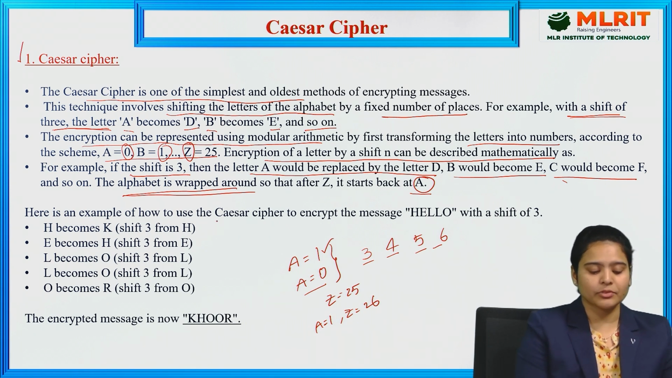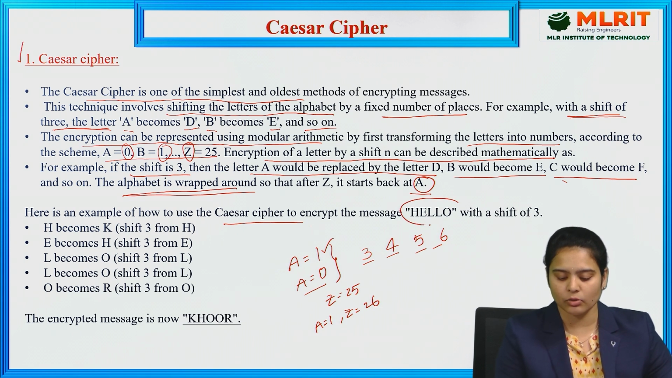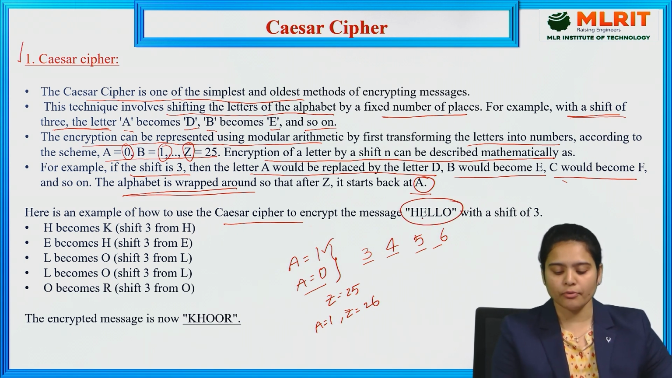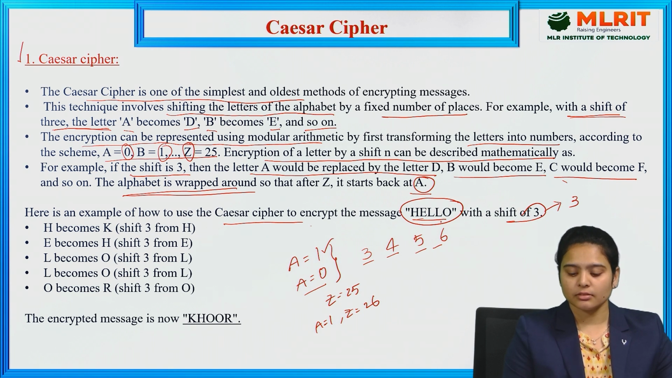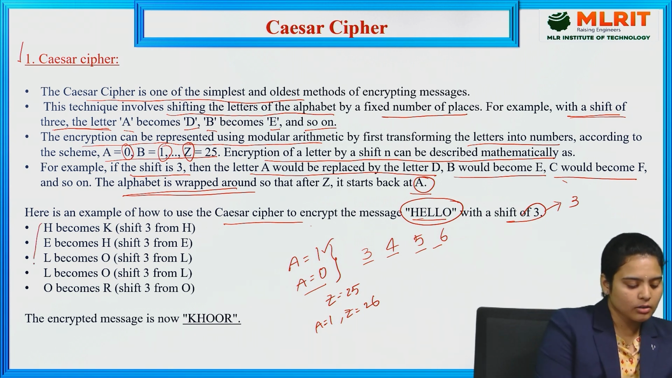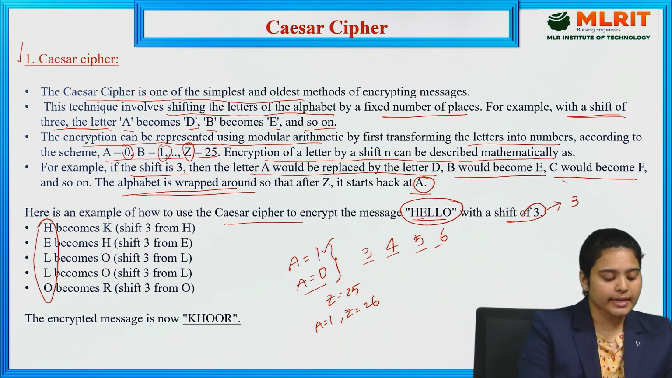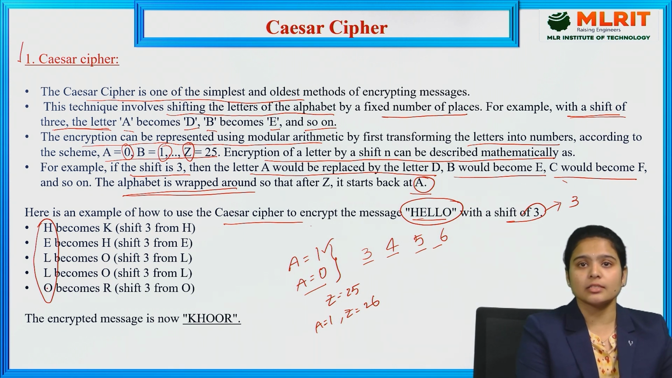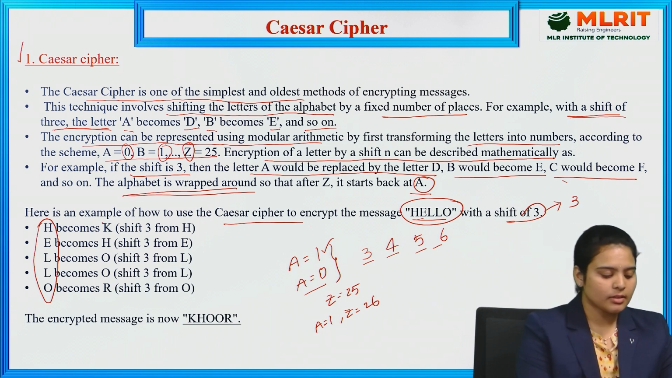Here is an example of how to use the Caesar cipher to encrypt the message with the word hello. I am taking the word hello with a shift of 3. So this is all plain text. Whatever we take for the encryption process, hello, is the plain text process, and what we get as the final output is the ciphertext.